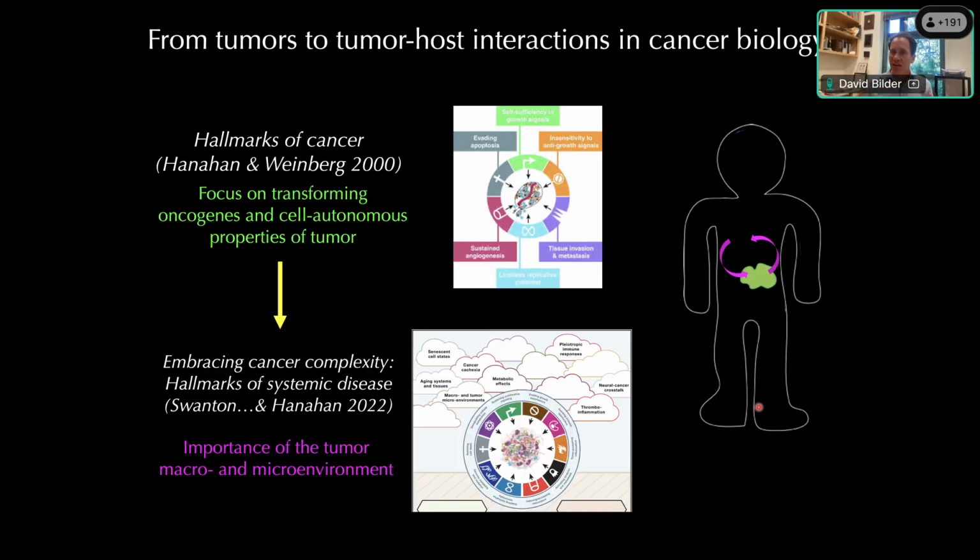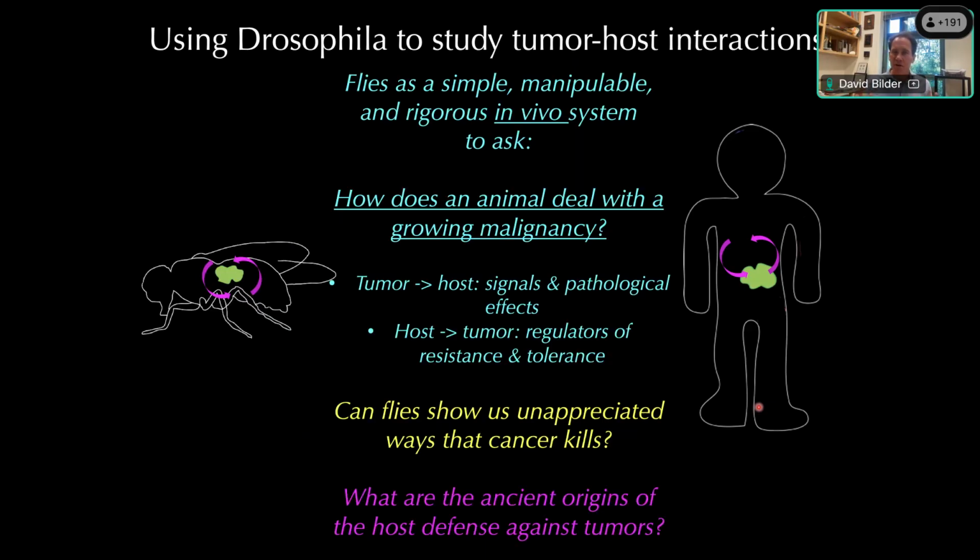And this view of cancer as a systemic disease that involves tumor-host interactions, we think the fly is really ideally suited for, because it's this simple in vivo system where we know so much about the physiology and the genetics of the animal. And it's simple with all the advantages that I told you about before, incredibly manipulable, and we can use rigorous experiments to ask the general question of how does any animal deal with a growing malignant tumor, regardless of what the particular genetic constituency of that growing tumor is.